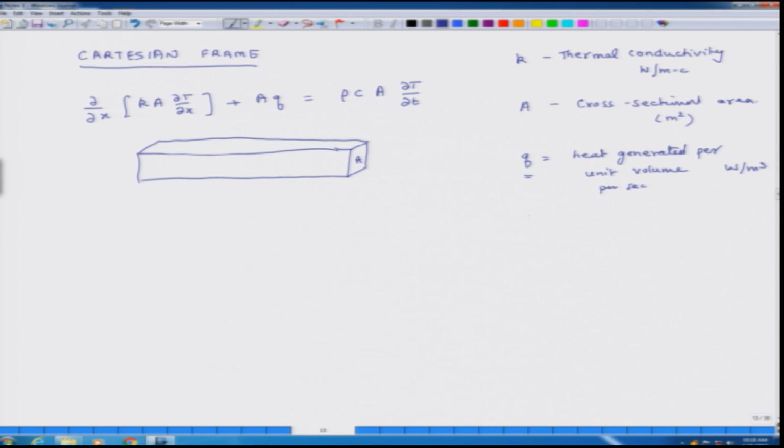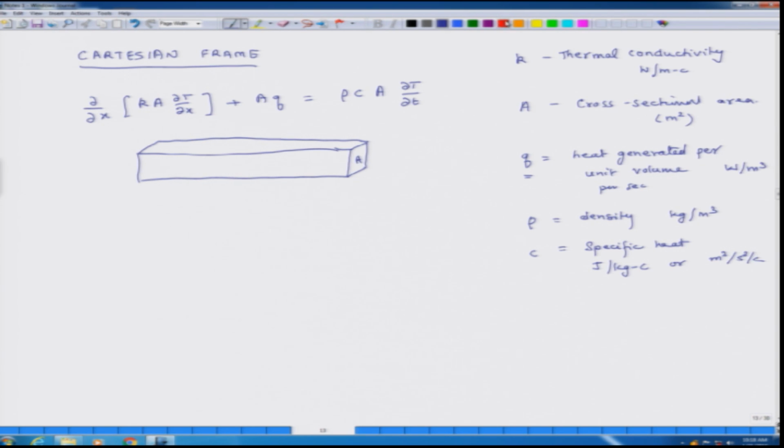Okay. Then rho corresponds to density, so that is in kilograms per cubic meter, and C corresponds to specific heat, and that is joules per kg per degree centigrade, or if I do a little bit more dimensional analysis on this, then I can also express it as meter square per second square per degree centigrade.